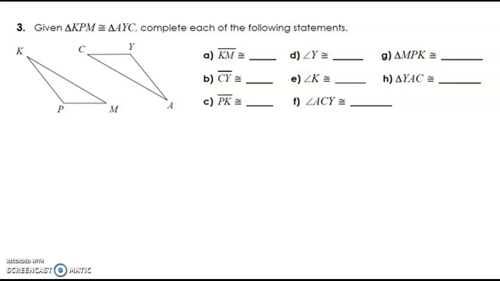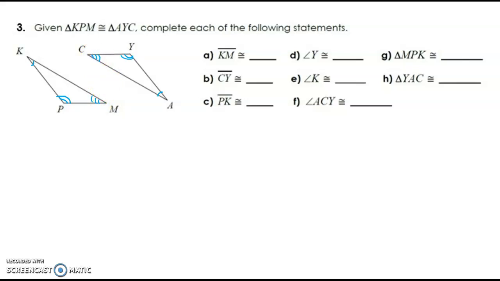Now if we are given triangle KPM and AYC, we're given that they're congruent. We want to complete each of the following statements. Really quickly, on these two triangles, I'm just going to write which sides are congruent and which angles are congruent. Angle K and angle A are the same, so those are congruent. We're going to mark that. And then angle P and angle Y are congruent. And our last one is angle M and angle C are congruent.